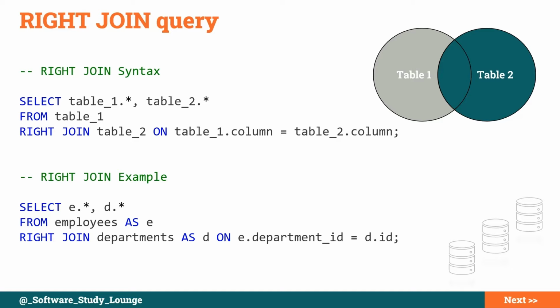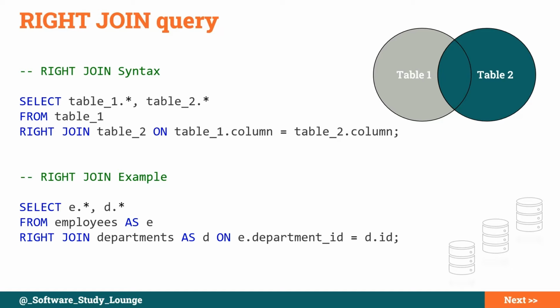So a right join query. Take a look. We have two tables, table 1 and table 2, and our table 2 area is completely highlighted, and the common area is also highlighted. It denotes all the rows from the right table and matching rows from the left table. So basically this query returns all the rows from the right table including matching rows from the left table.